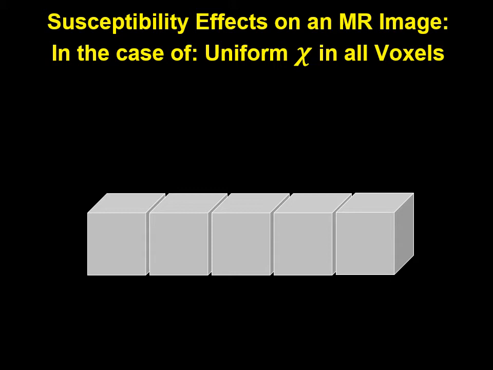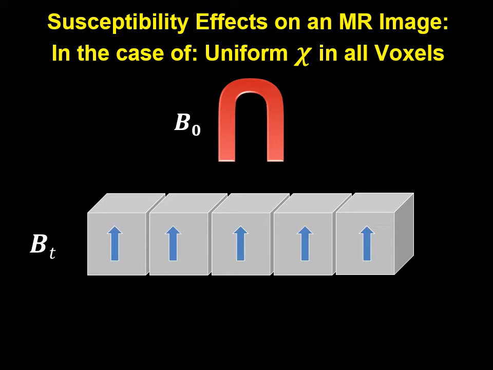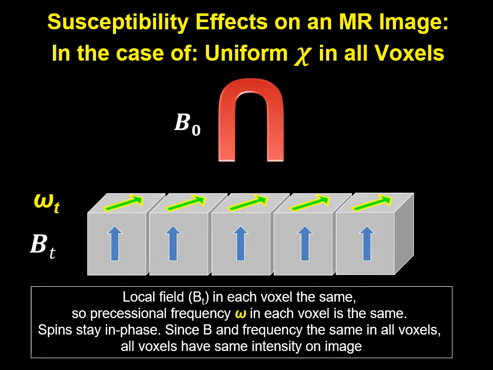So we start with 5 voxels adjacent to one another, all given the same susceptibility. We put them in a magnetic field. The induced field in each voxel is the same because they have the same magnetic susceptibility. So the precessional frequency in each of these voxels will be the same. So the local field, the induced magnetization in each voxel is the same. The precessional frequency in each voxel is the same. The spins stay in phase. Since the magnetic field and the frequency are the same, all the voxels have the same intensity on the image.